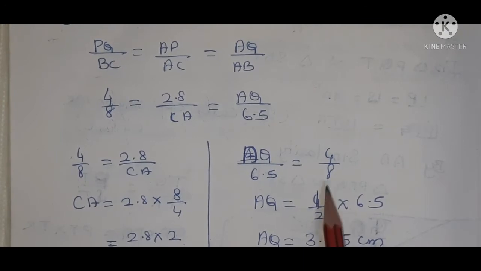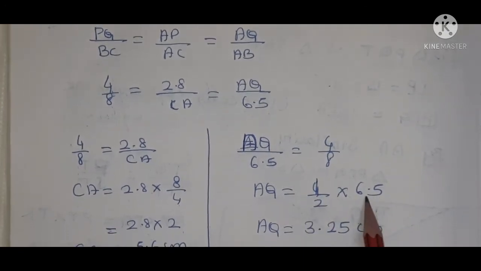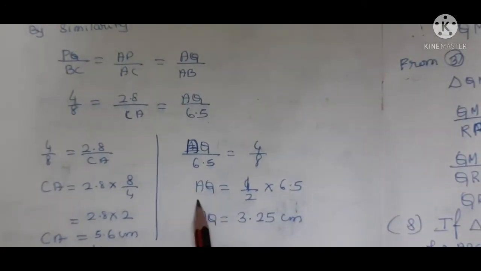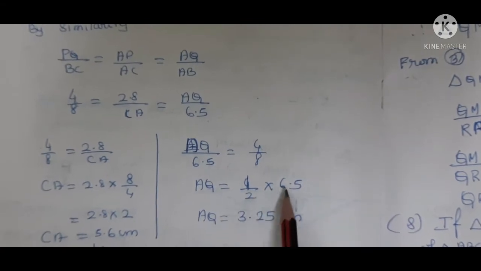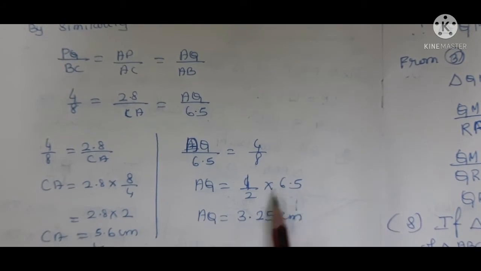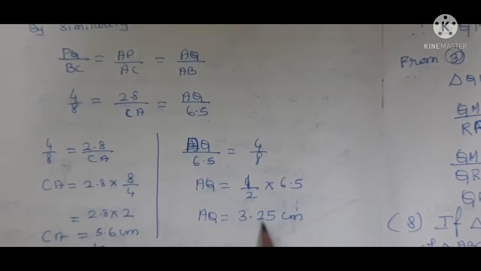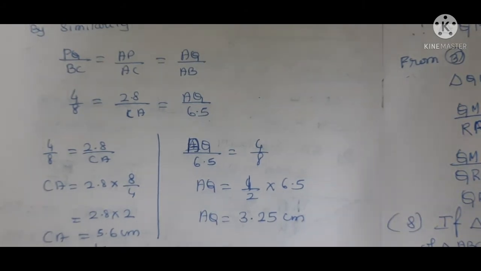AQ is equal to 4 by 8, which is 1 by 2 into 6.5. AQ is equal to 1 by 2 into 6.5. AQ is equal to 6.5 divided by 2, we get 3.25. AQ is 3.25 centimeter.